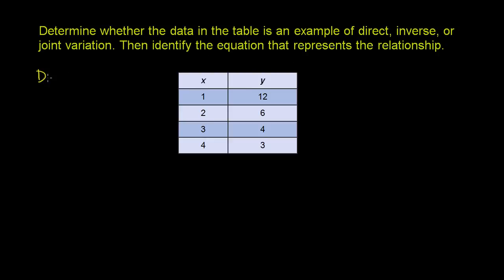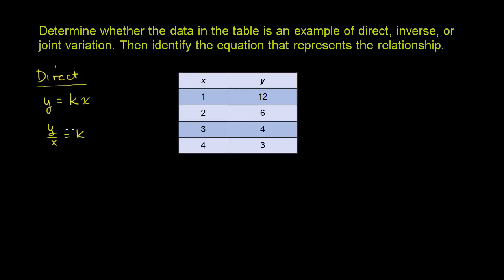So if you have direct variation, so if y varies directly with x, it literally means that y is equal to some constant multiple of x. Or if you divide both sides of this by x, it means that y over x is equal to k. So the ratio between y and x is a constant.